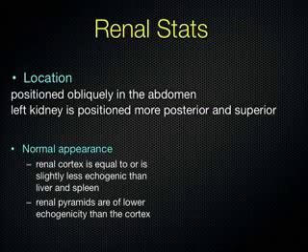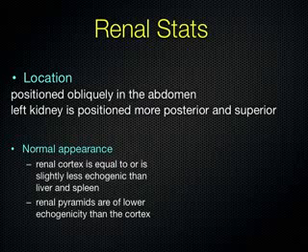Now, the kidneys are located obliquely in the abdomen, and it turns out that the left kidney is more posterior and more superior, and the way I remember that is that the left kidney is more towards the head and more towards the bed. And it turns out that the renal cortex is less echogenic than the liver or the spleen, and the renal pyramids, because they're filled with urine, are less echogenic than the cortex.